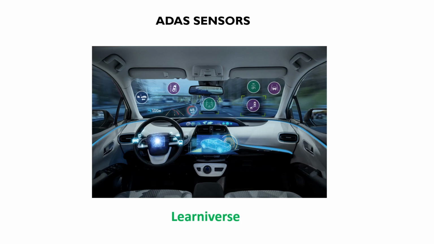Ever wondered how cars stay safe on the road? Thanks to something called ADAS, which means Advanced Driver Assistance Systems. These systems help cars see what's around them and react to it, keeping everyone safe. In this video, we will explore the different ADAS sensors and how they make driving safer and smarter than ever before.